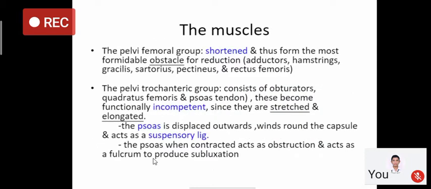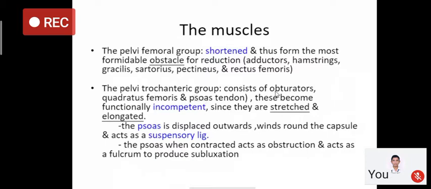Muscles: the pelvifemoral group is shortened and thus forms the most formidable obstacle for reduction. Adductors, as there is continuous dislocation, are shortened. Hamstrings span two joints, that is knee and hip. The limb is shortened as there is dislocation, so they are all shortened. Sartorius, pectineus, rectus femoris, they are all shortened.